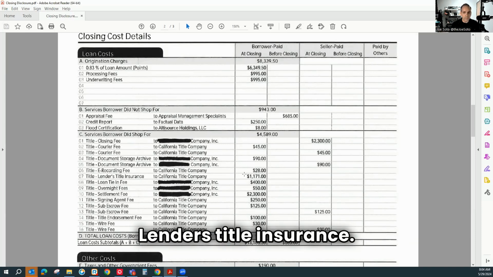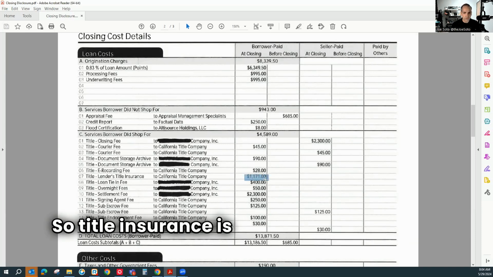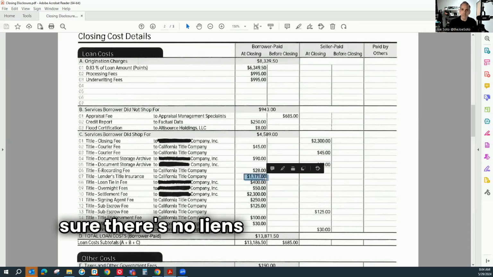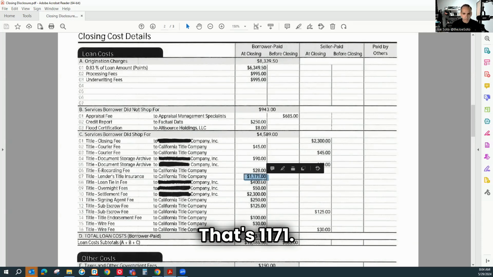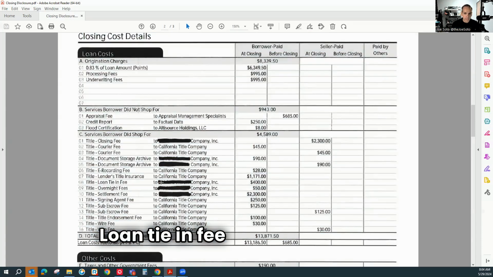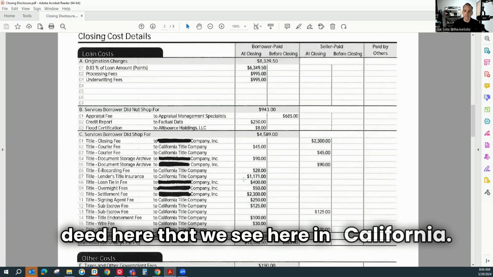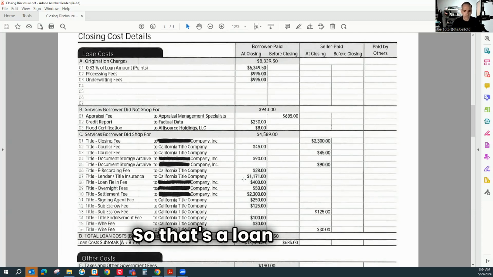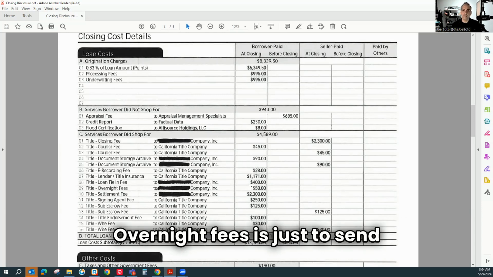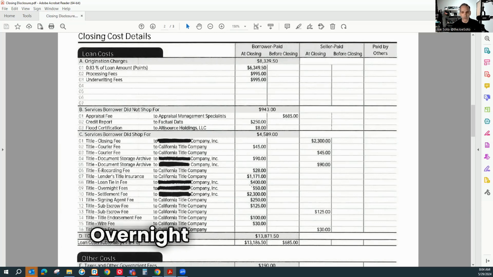Lender's title insurance. So title insurance is required by the lender to make sure there's no liens or judgments on the house. That's $11.71. Loan tie-in fee is usually a fee by the title company to tie the loan to the deed here that we see here in California. So that's a loan tie-in fee. Overnight fees is just to send documents usually back to the lender overnight.